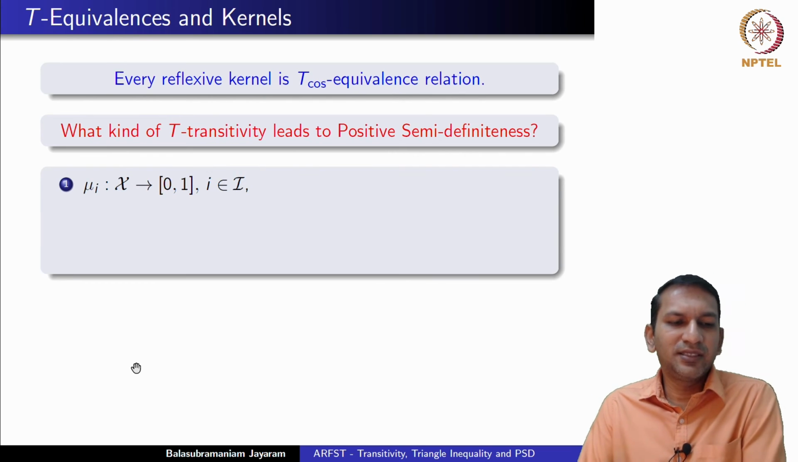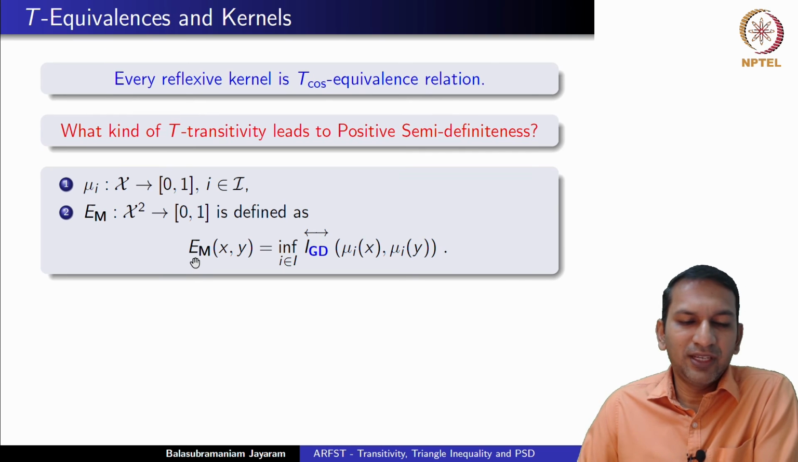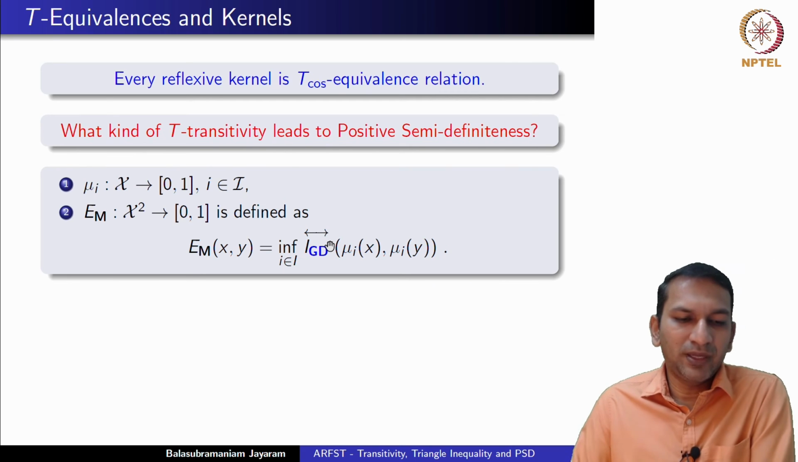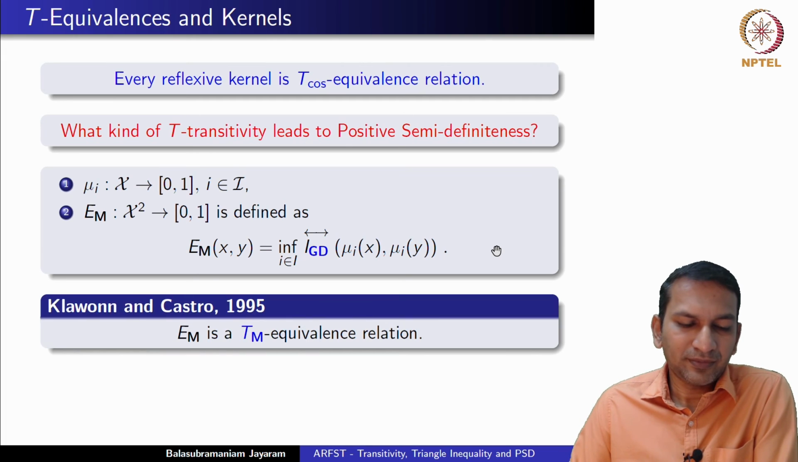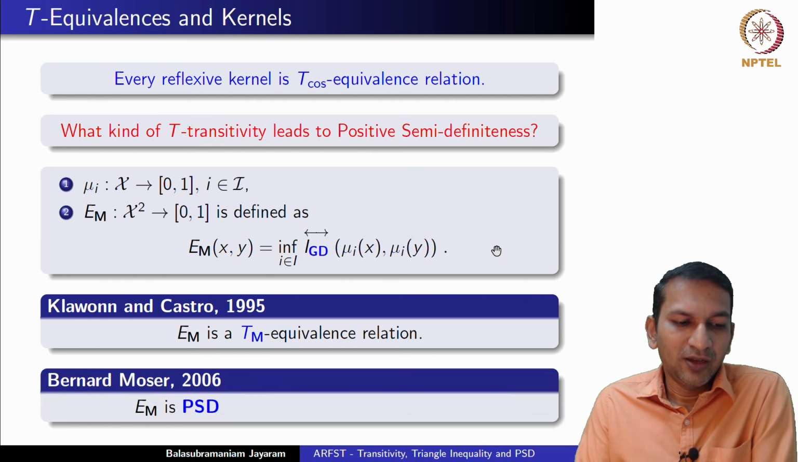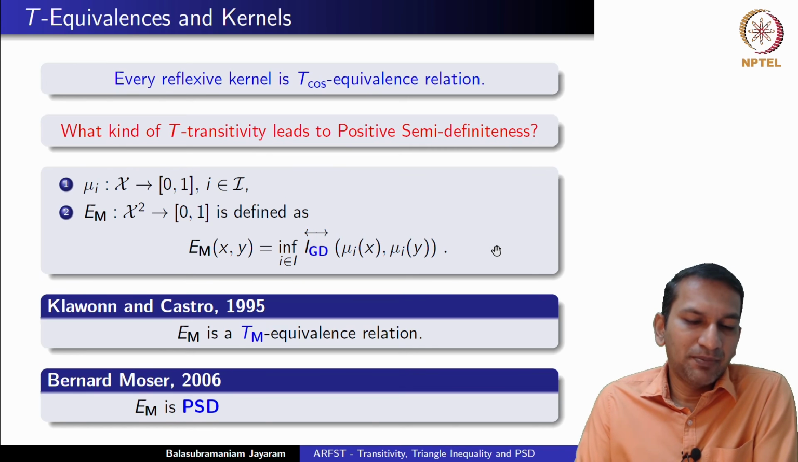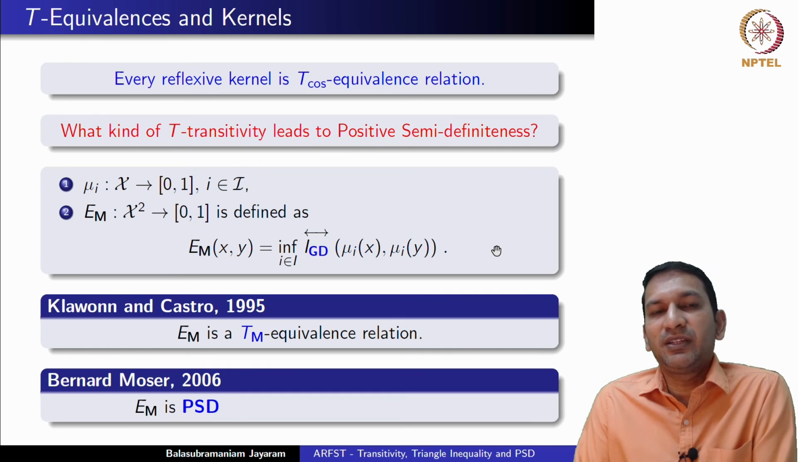Once again, let's start with a family of fuzzy sets, and define this relation essentially as how we have defined it earlier in the previous slide, infimum over I, this index set, but now we are using the bi-implication obtained from the Gödel implication. And what is interesting is, if you consider this relation EM, Klawonn and Castro showed that this is in fact a TM equivalence relation. Moser, in the very same paper, showed that such a relation also satisfies positive semi-definiteness.